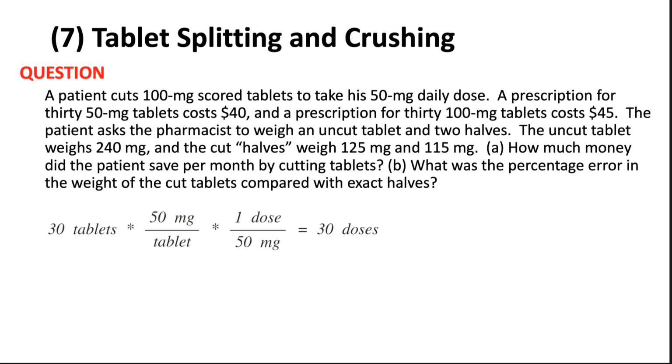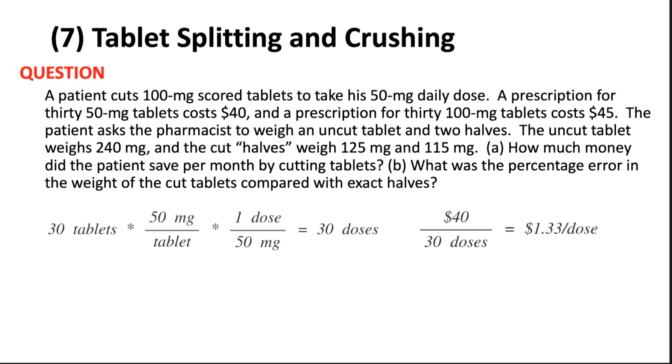Now what we can do is multiply by the relation that we know that for this patient, every 1 dose has 50 milligrams. So if we multiply by 1 dose over 50 milligrams, you see that milligrams will cancel, and this should be pretty obvious. If you've got 30 50 milligram tablets and you need 50 milligrams for every dose, you're going to get 30 doses. All right, let's go ahead and then calculate the cost of that.